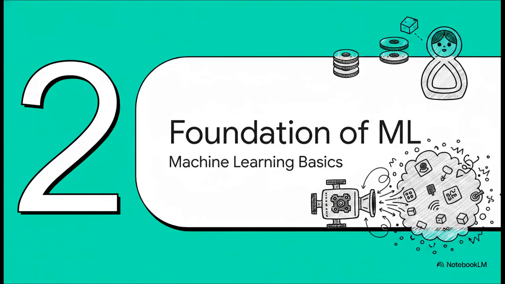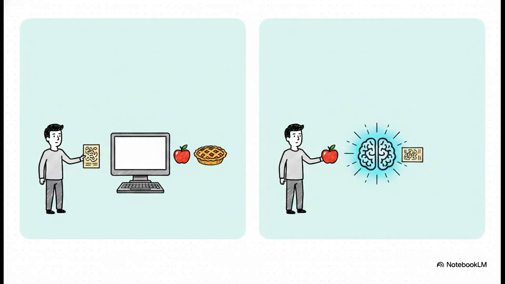All right, let's open up our doll to the next layer down. Section 2, the foundation of machine learning. This is the incredibly data-hungry engine that is actually driving modern AI apps. This is where things get really interesting, because it represents a massive paradigm shift in computer science.